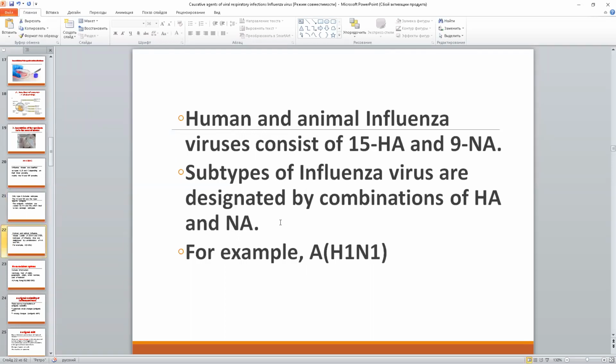Human and animal influenza viruses, you know, these influenza viruses circulate between people, between animals and birds. And in general, 15 hemagglutinins are detected, like 1, 2, 3, and so on up to 15, and 9 neuraminidases, but not completely. And subtypes of influenza virus are designated by combinations of hemagglutinins and neuraminidase. For example, type A, H1N1.